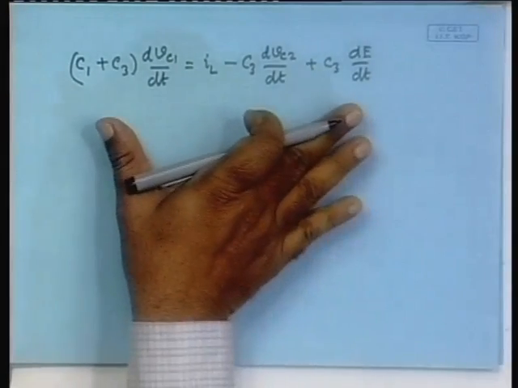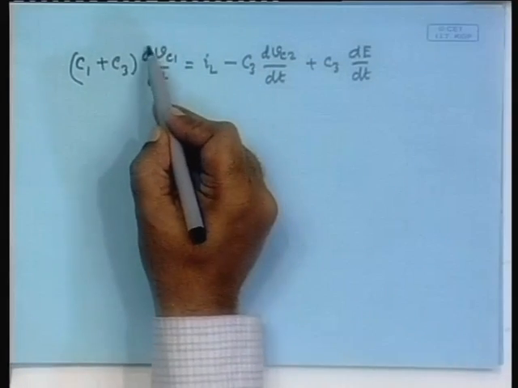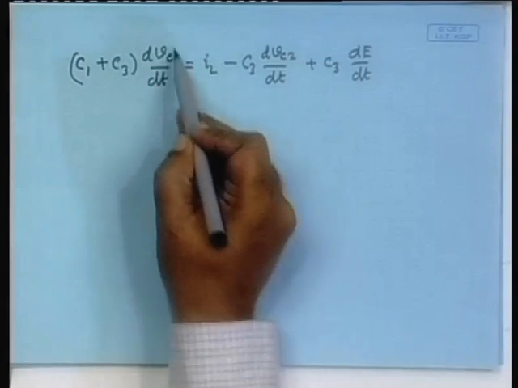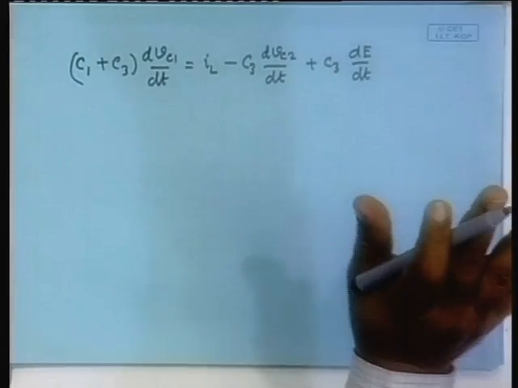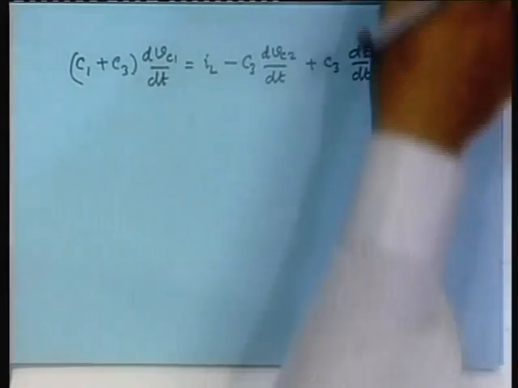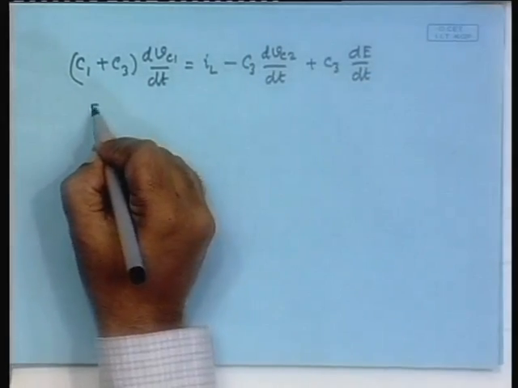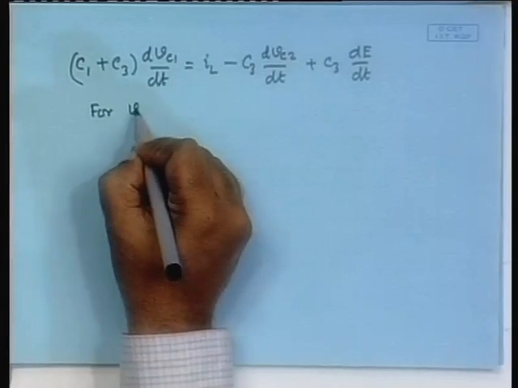Because as at present we can do nothing about it. We wanted to obtain this, but apparently this also includes this term and this term. We are very unhappy about it, but let us proceed. So, now we write the equation for V C 2.